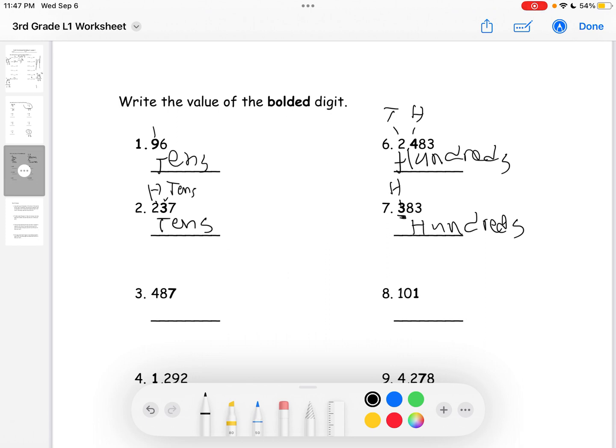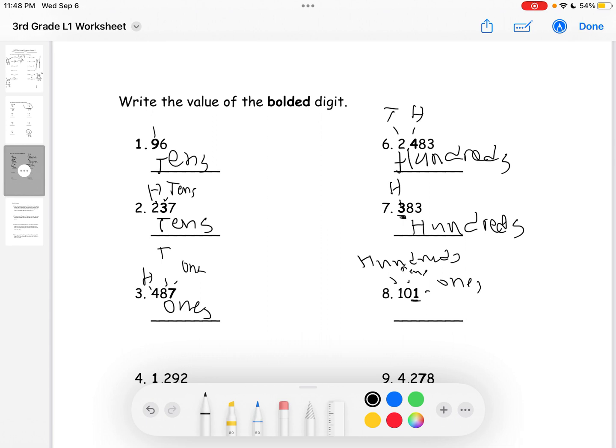Okay, for number 3, this is the hundreds value, the number 4. Number 8 is the tens, and then number 7 is the ones value. So number 3 will be ones. Same for number 8. The first number is hundreds, since there's 3 numbers. The second number is tens, and the last number is ones.